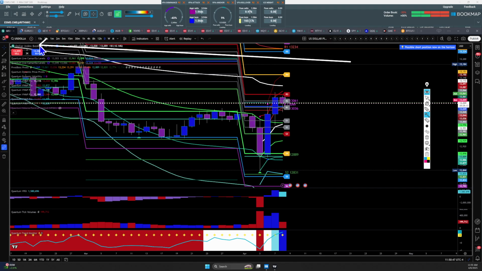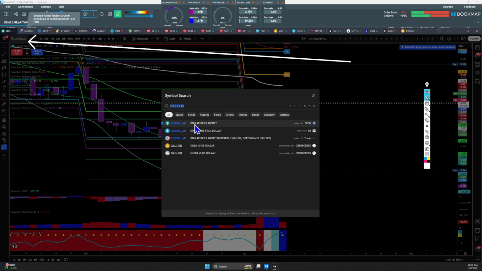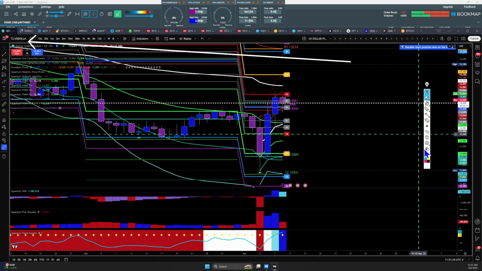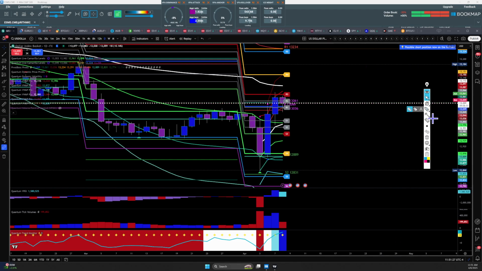13,234. Now this is the US index basket, FXCM, right? It's from the Dow Jones, so it's not the Dixie, right? So US dollar, let's see if I could pull this up real quick so you could see it. Right, so that's the ticker right there, FXCM, US dollar index basket, and it's a more comprehensive index basket than the Dixie, in my opinion, right? So if you want to check it out, you could check it out. So you might see some different numbers here compared to the Dixie, right?